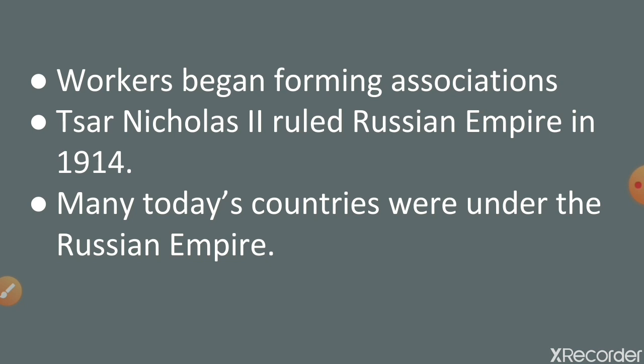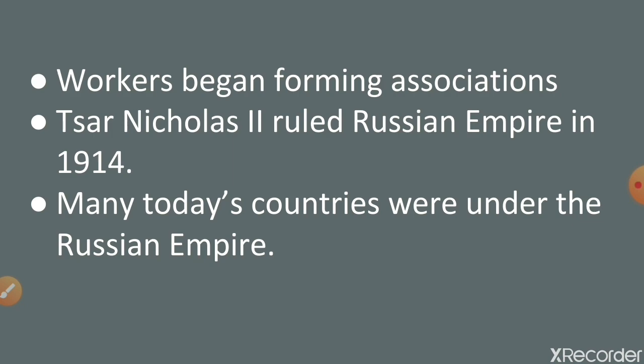And who was the Tsar at that time? Tsar Nicholas II. He ruled the Russian Empire in 1914. And his empire included many countries around Moscow and many parts of today's countries, right?